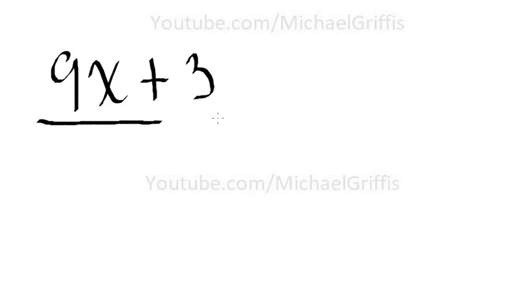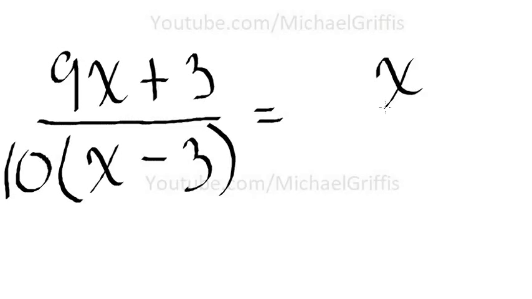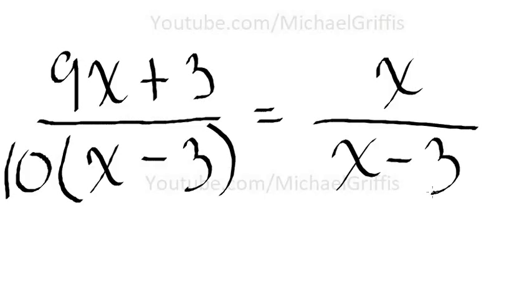So if I had 9x plus 3 over 10x minus 30, I'm going to factor the 10 out, that's what I meant to say. So now we're left with x minus 3. You can always multiply that 10 back across inside, and you'd have 10x minus 30 is equal to x over x minus 3. Now what you can do is multiply both sides by x minus 3.